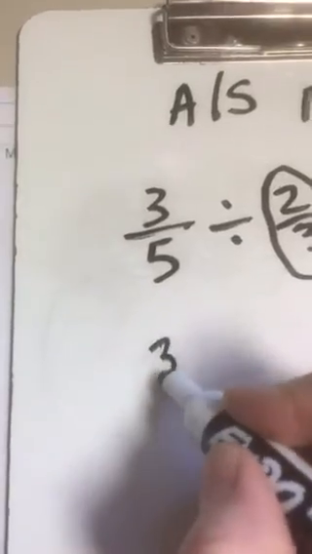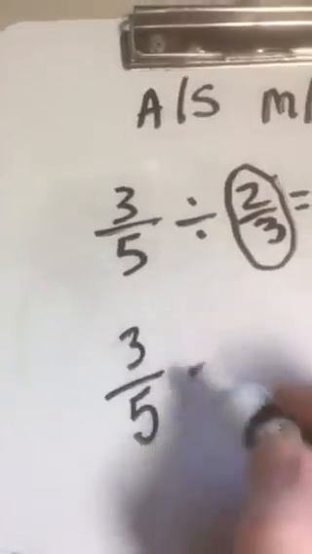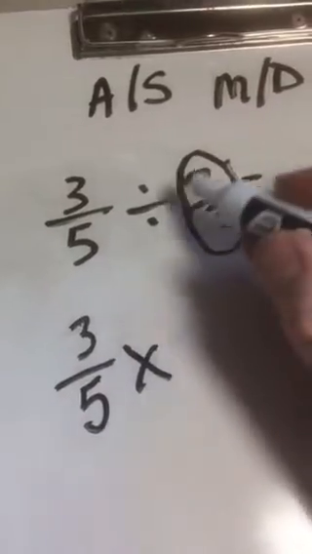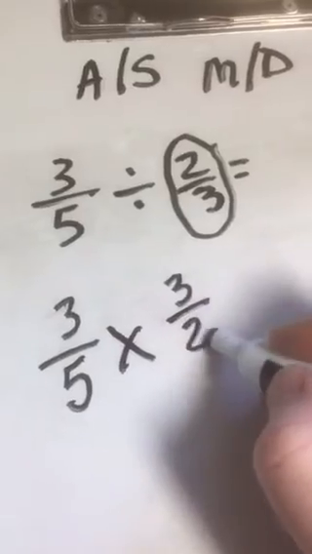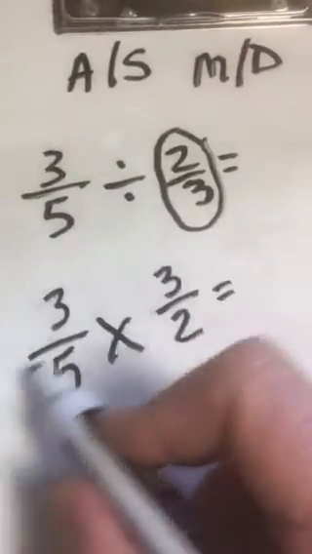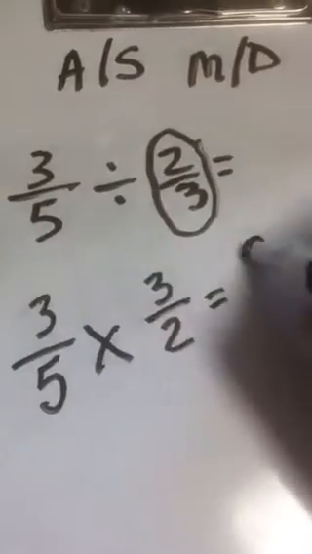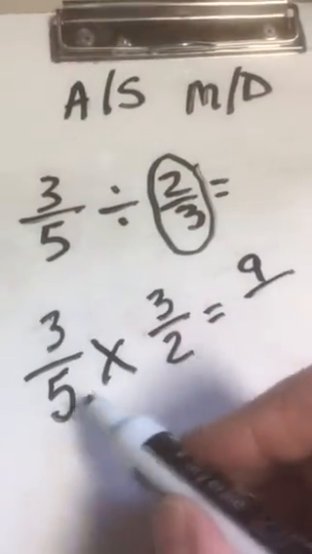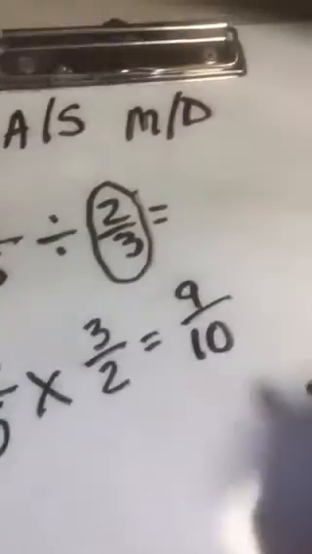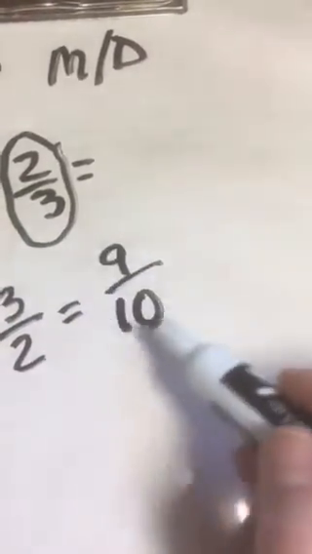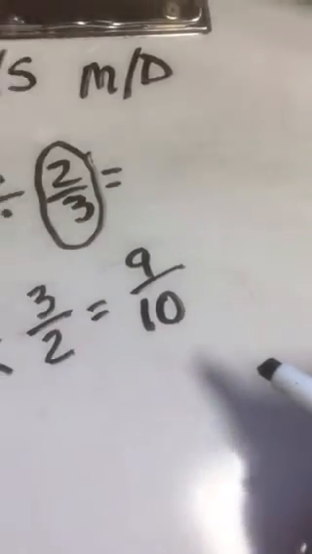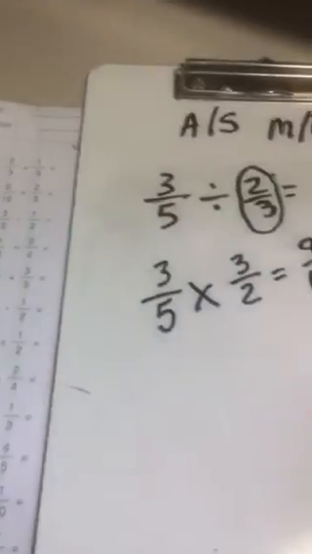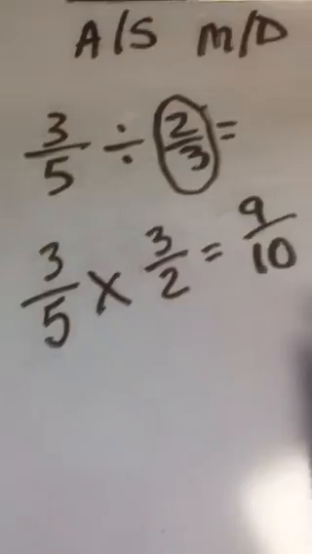So then we multiply. So we go rewrite our problem and we put the times sign, and in this case we put the 3 on top with a 2 on the bottom. After that, it's just multiply straight across. 3 times 3 is 9. 5 times 2 is 10. We reduced before we did it. Now our answer, lowest terms. 9/10 is our answer. So there are the rules for addition, subtraction, multiplication, and division.